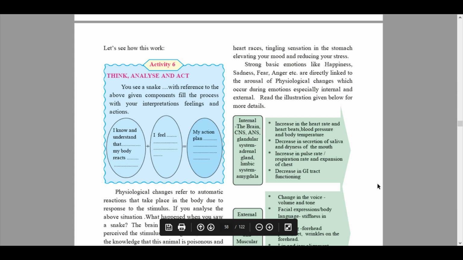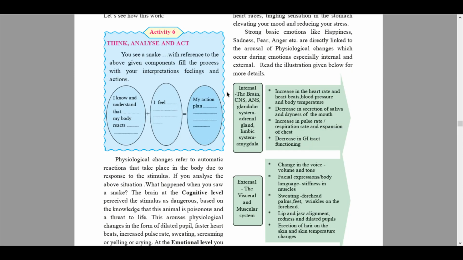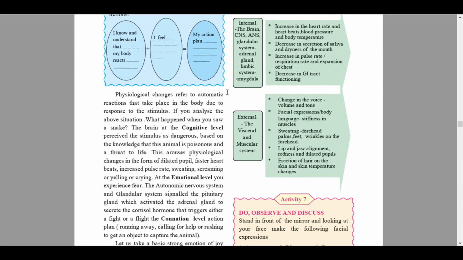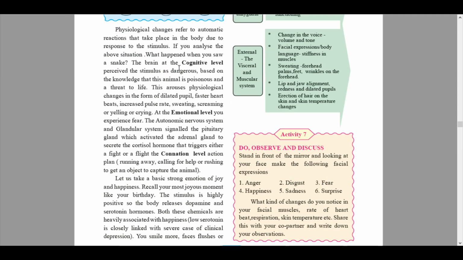So we have our next activity given here. Think, analyze, and act. You see a snake. With reference to the above given components, fill the process with your interpretations, feelings, and actions. So just fill in this and go through these answers with your faculties. Then we move forward to our actual explanation of our cognitive, emotional, and connotation level.